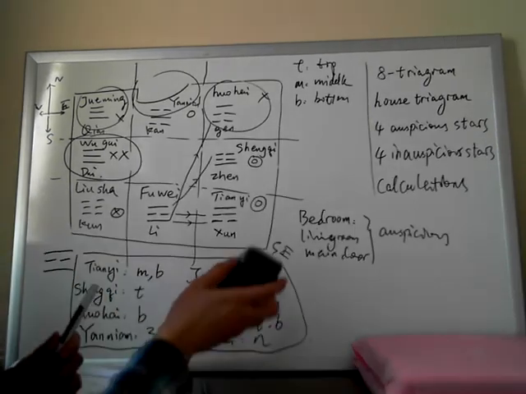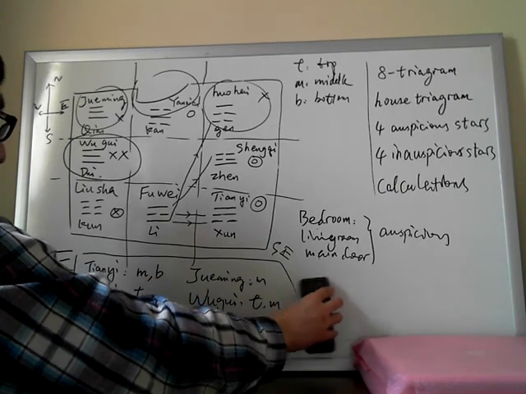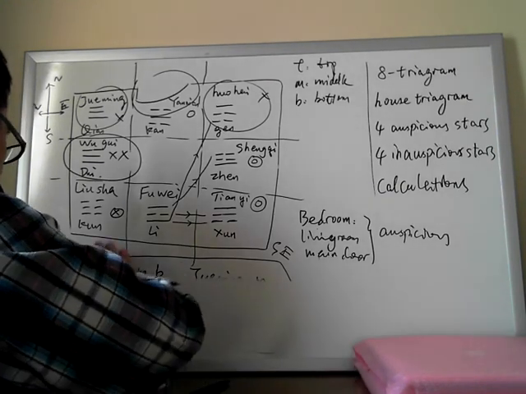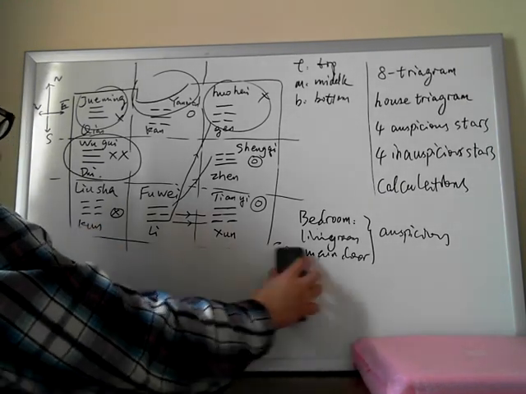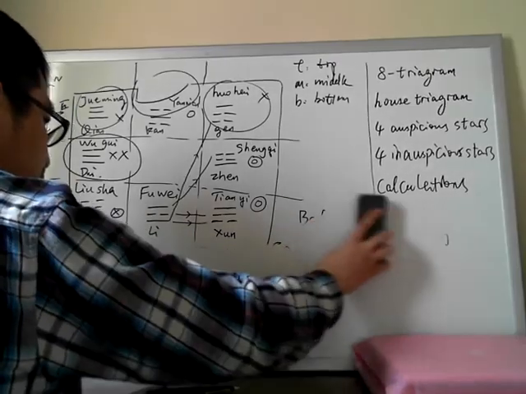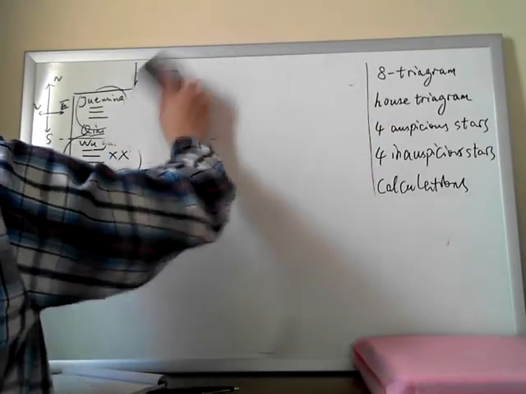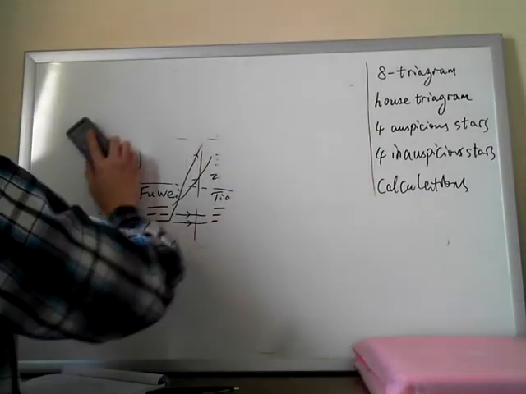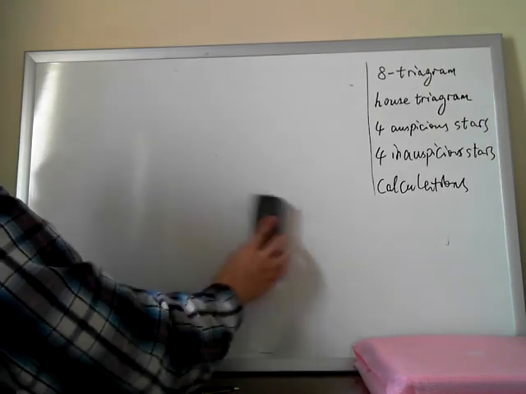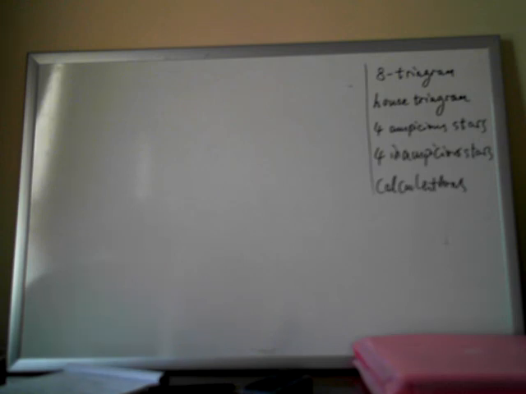Okay, so I will give more examples later on, and for the next class, I will discuss the life trigram and the property of the life trigram, and then in the class after the next I will discuss how to set the direction or the orientation of the house. Okay, that's for today. Thank you, everyone.